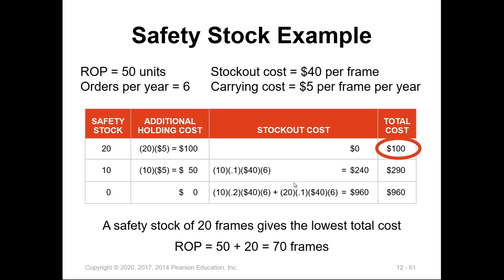Why? Because the stock out cost is 0. I don't have a problem with having stock out, because I have 20 safety stock that will actually help me in any demand during that period of time. But I will have additional holding cost, and the holding cost will be 20 times $5, and that will be $100, and that will be the total cost only.